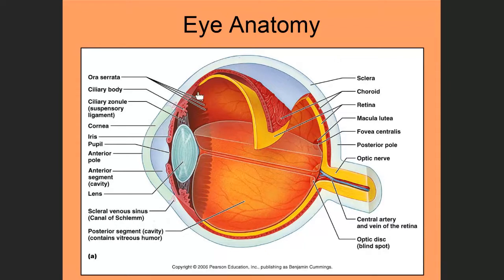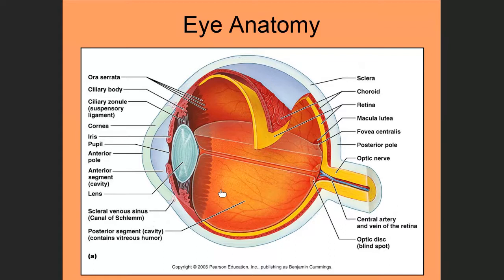The posterior part of the eye is also a chamber, so it's known as the posterior segment. You can see that back in here. And this posterior segment is also filled with a fluid. The fluid that's in the posterior segment is more gelatinous. It's thicker than the aqueous humor, and it's known as the vitreous humor. The vitreous humor is really important for pressurizing the back of the eye and helping it to maintain its shape, which is very important to being able to see clearly.